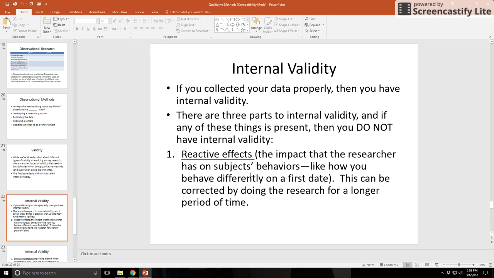I call it like a first date syndrome. How are you on your first date? Many times we behave very differently than when we're on a 12th, 18th, 20th date. We put our better foot forward. Similar with observations, especially if people know that you're studying them. If they know you're studying them, they probably won't behave as they normally would. So they're reacting to you. So these reactive effects mean you don't have internal validity, and what you're finding really isn't true.